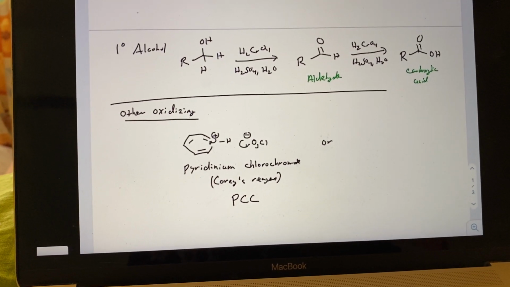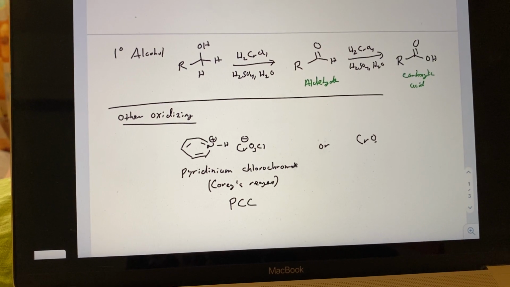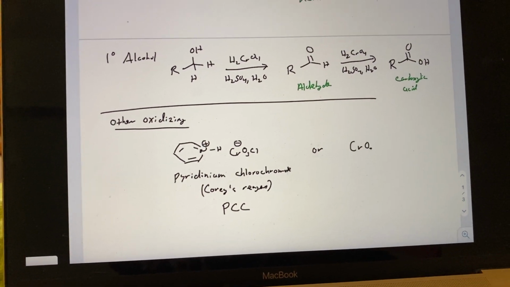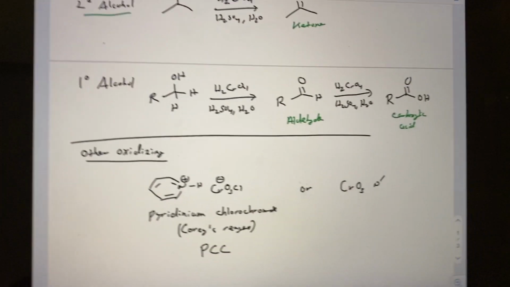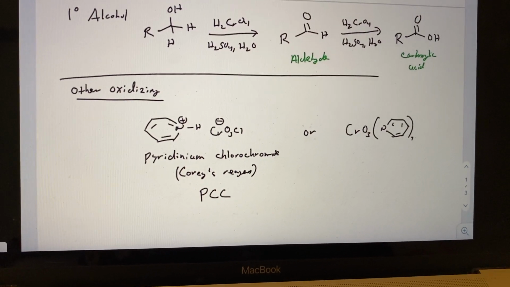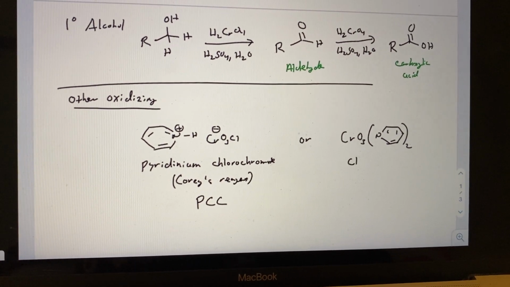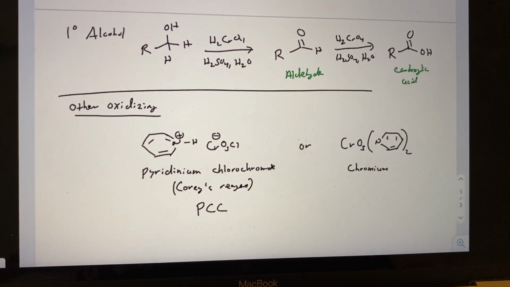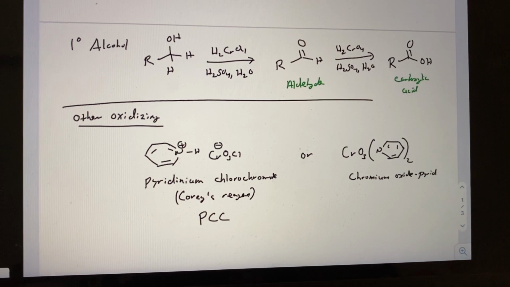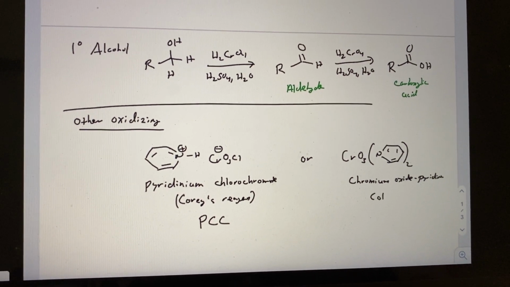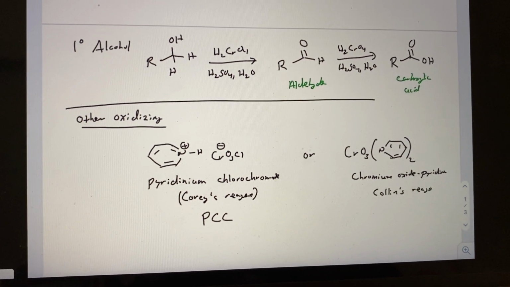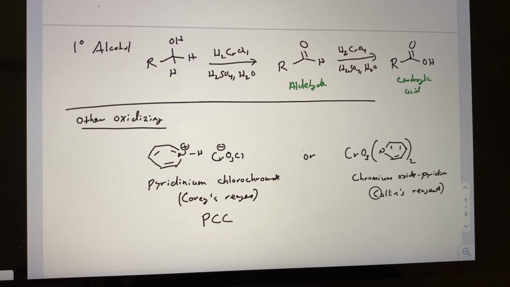Or there's one other version. This one's kind of written in a strange way. CrO3. Start over a little bit neater. I don't think that's actually neater, but I guess we'll go with it. With pyridine here, there's two pyridines coordinated to it. And this is known as chromium oxide pyridine, Collins reagent, named after this fellow named Collins. This one doesn't have an acute abbreviation like PCC.